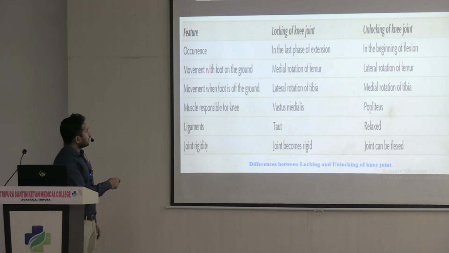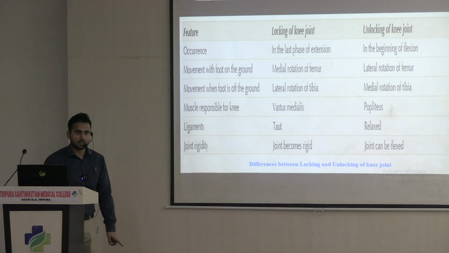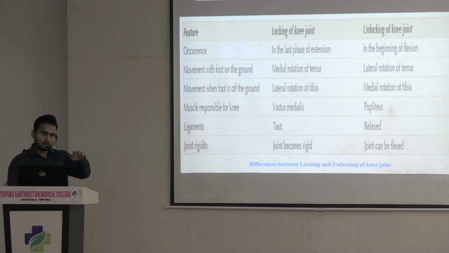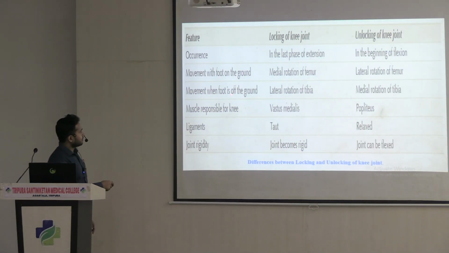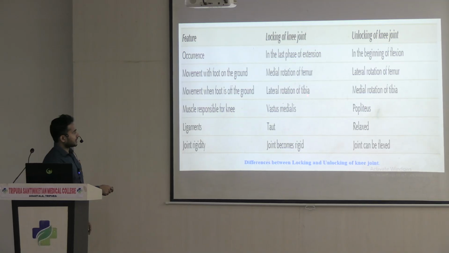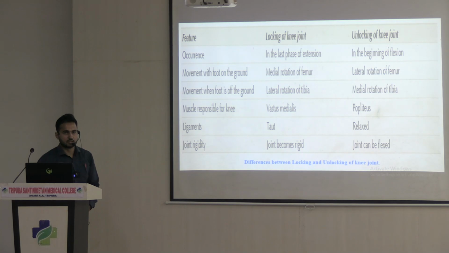Then, when foot is on the ground, medial rotation of the femur is taking place in locking, and lateral rotation of the femur is taking place in unlocking. Now this is also important: foot on the ground is different, foot off the ground is different, and you have to mention that. When the foot is off the ground, lateral rotation of the tibia takes place in locking, and in unlocking, medial rotation of the tibia takes place.